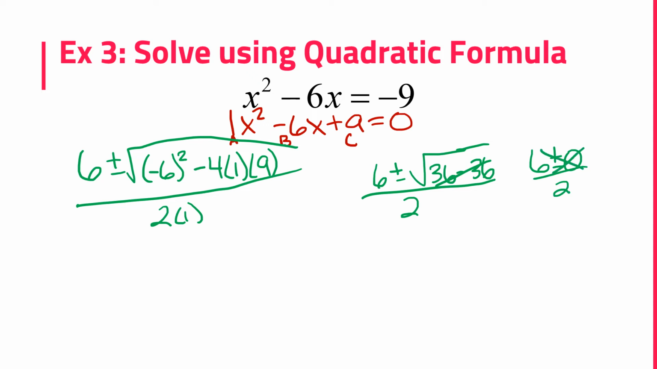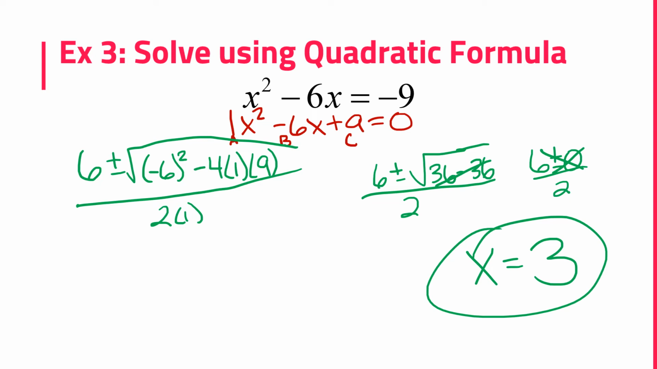Well, plus or minus 0 means I'm only going to have one answer. So x is equal to 6 over 2, which is just 3. So this makes sense because our discriminant was 0. Graphically, we'll learn about that more in the next unit. What does it mean when there's only one number?